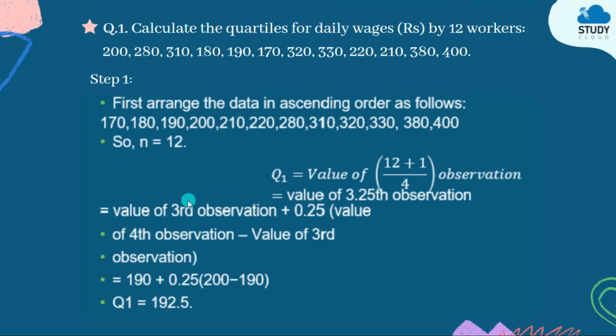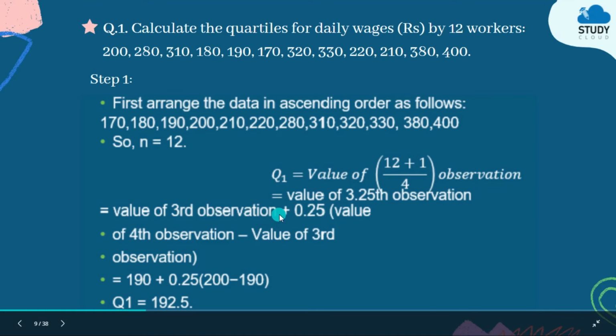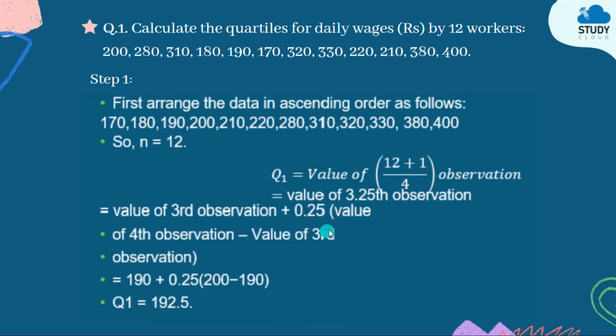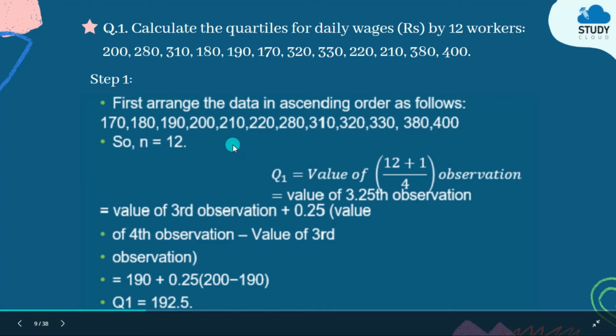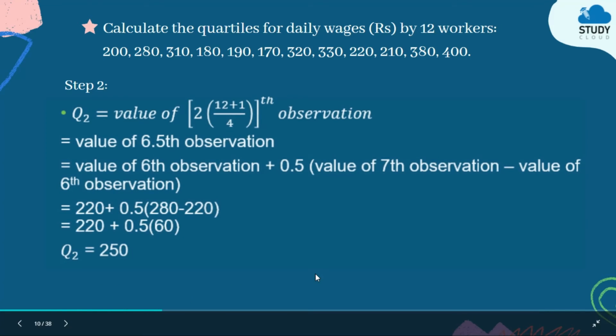Now here we are selecting third, so after third there is fourth, so we'll take value of fourth minus the value of third observation. If you see what is the third observation here, 1, 2, 3, it is 190. So value of third observation, 190, plus 0.25 into, now value of fourth, see the value of fourth here, 1, 2, 3, 4, fourth is 200, minus value of third is 190, so 200 minus 190 will give you 10, and when you solve this part you get quartile 1 as 192.5.